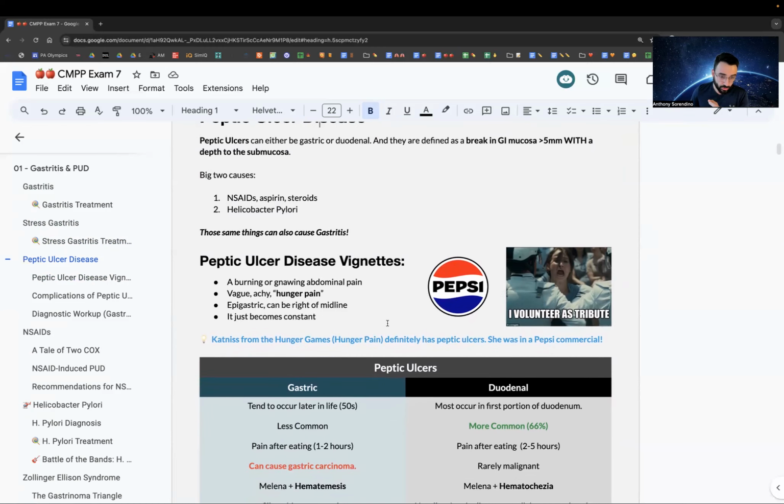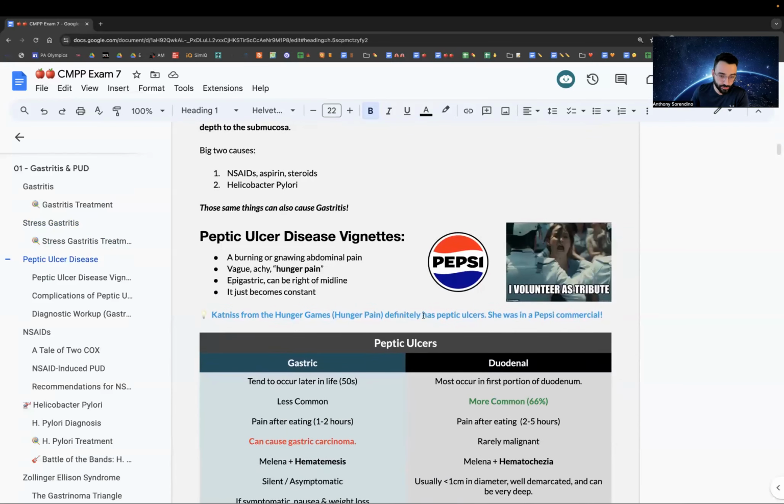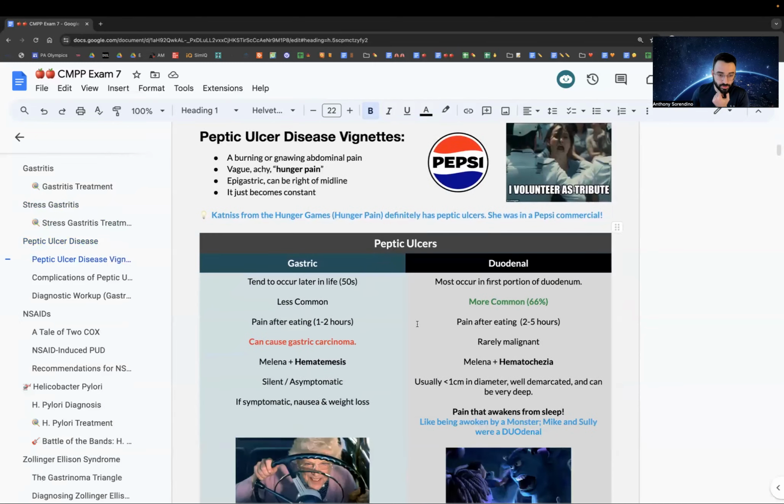Okay. There is some big vignette stuff here. So just in general, you're going to see words like burning or gnawing abdominal pain. You're going to get a vague, achy hunger pain. It's going to be epigastric, but it can be right of midline. And it just becomes constant after a while. So I think of Katniss from the Hunger Games, hunger pain, Hunger Games. She did a Pepsi commercial. So peptic ulcers, hunger pain. You can just put those two together.